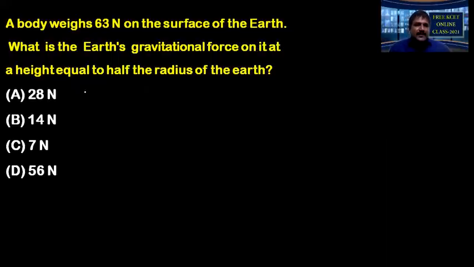So it is a simple question. Weight means it is the gravitational force exerted on the body by the Earth. So mathematically weight W equal to mg. It is given that it is 63 Newton. Okay, now when this body is taken to a height equal to half the radius of Earth, at that height, the acceleration due to gravity is different. Say I write the weight is W dash equal to mg dash.